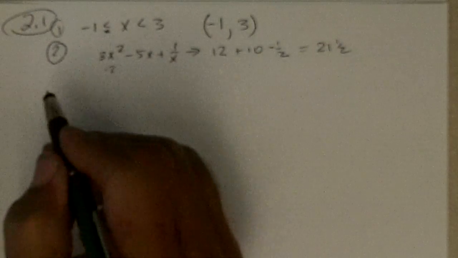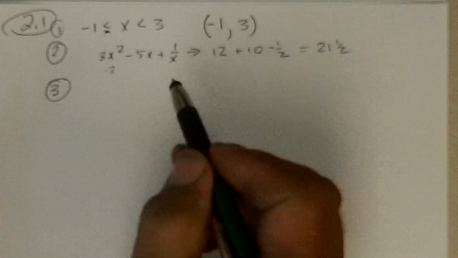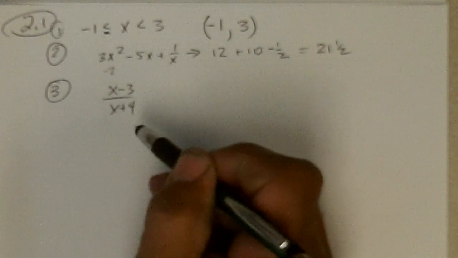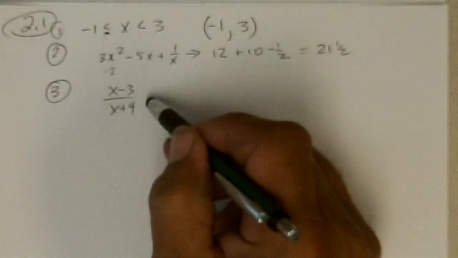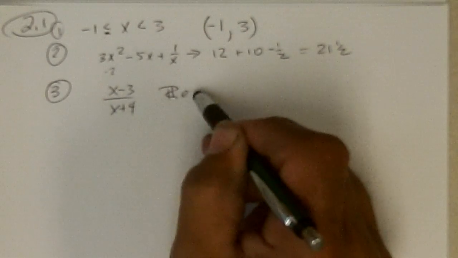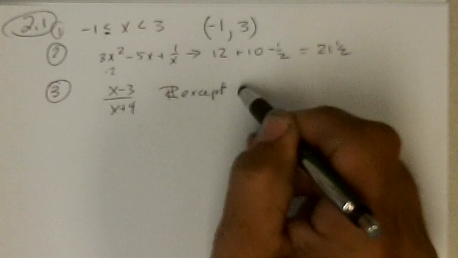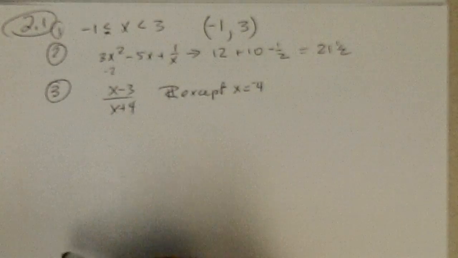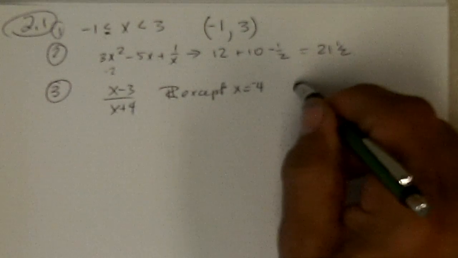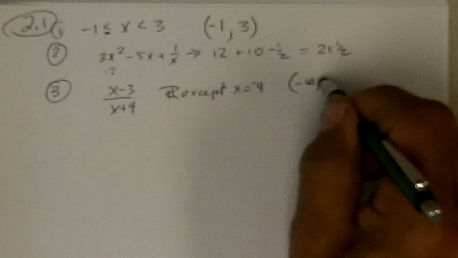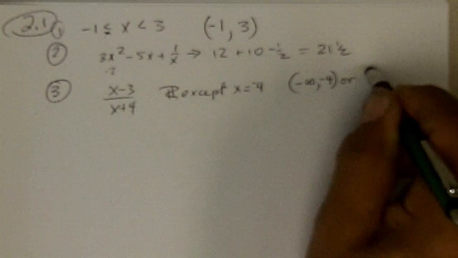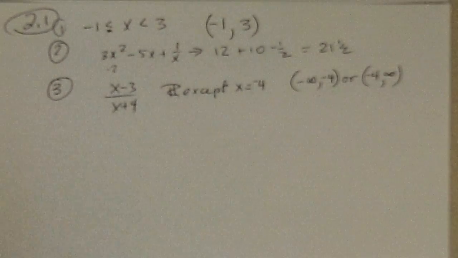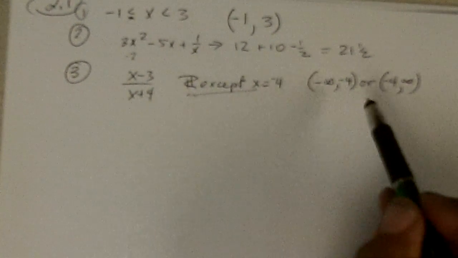And 3, the domain of this, x minus 3 over x plus 4, would be all reals except x equals -4, because -4 would cause division by 0. You could also write it as -infinity to -4, or -4 to infinity, but not equal to -4 in either one of those. That's the same as this or that.